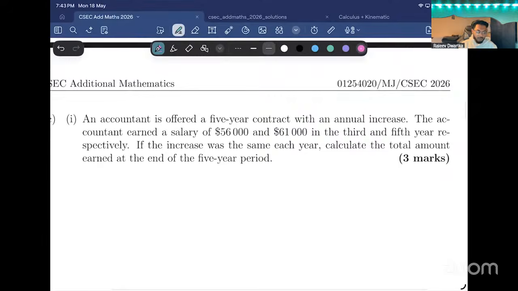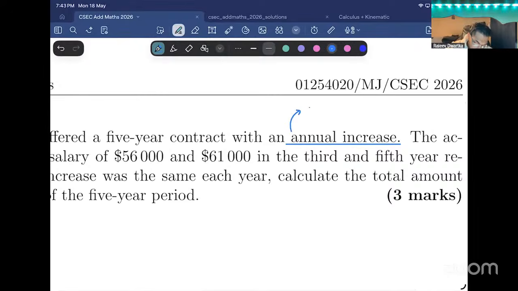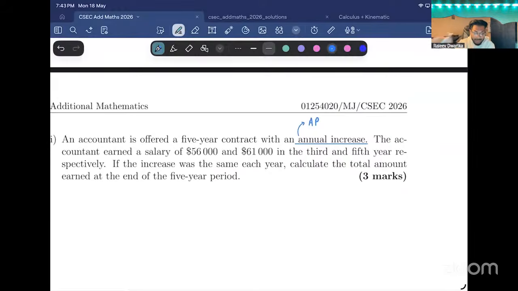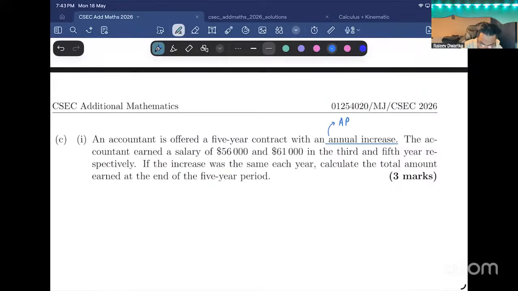Okay. An accountant is offered a 5-year contract with an annual increase. If it's an annual increase, is this an AP or a GP? AP, right? It's an AP, because an AP has a common difference where you're repeatedly adding the same amount. The accountant earned a salary of 56,000 and 61,000 in the third and fifth year.